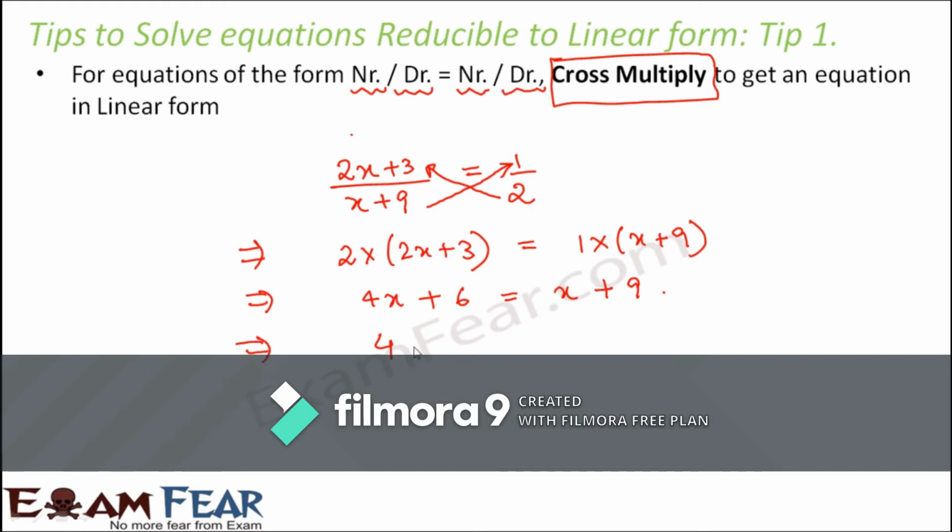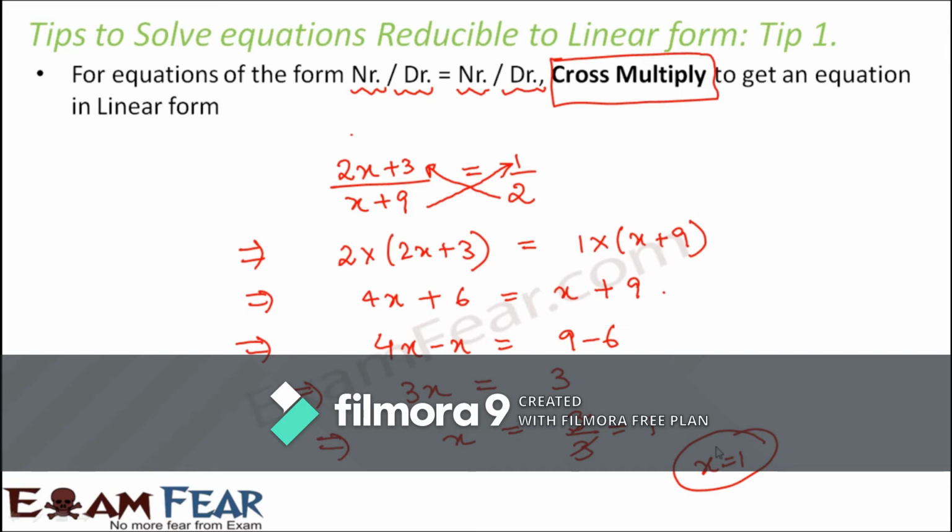Now you put all the variables on one side and all the constants on the other side. So you get 3x is equal to 3, or x is equal to 3 divided by 3, that is equal to 1. So x is equal to 1 is the solution for this equation. So you see, even though the equation looked complex, we could very easily solve it.